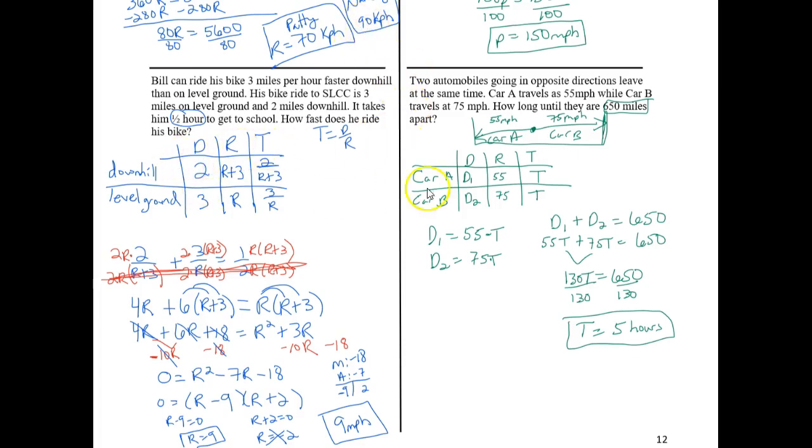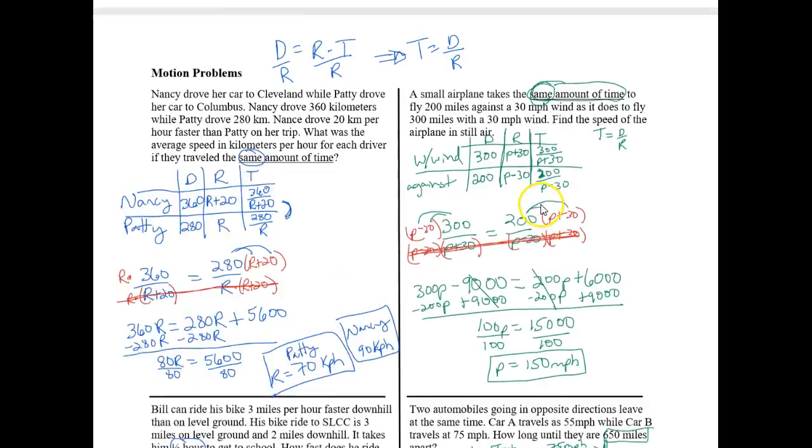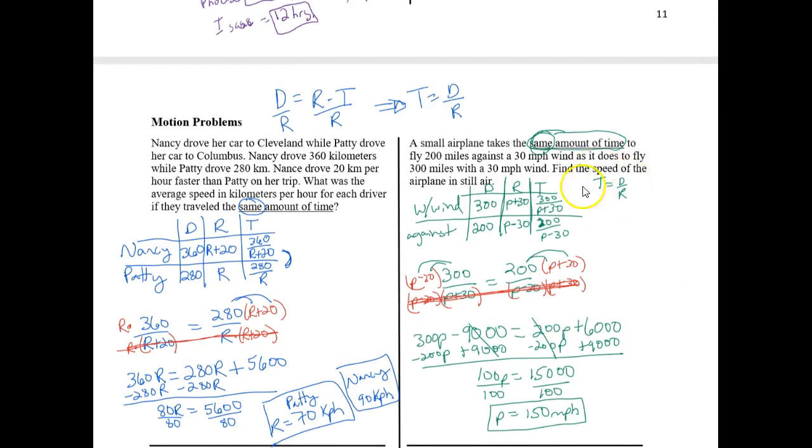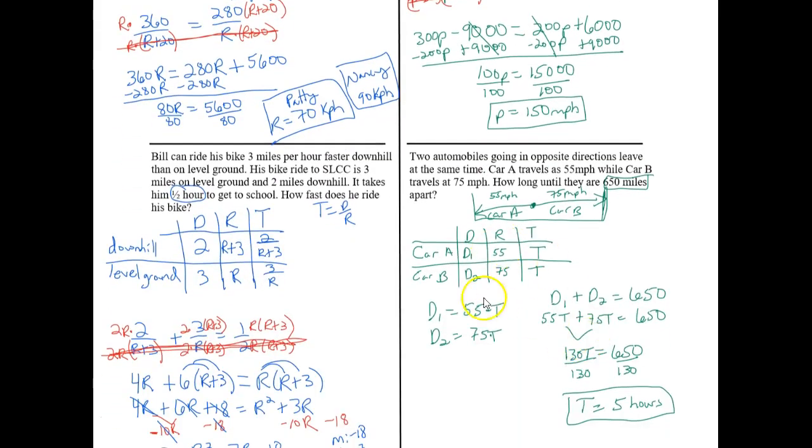So I highly, highly recommend making these charts, filling in what you know, and looking for key things. Like this problem was all in reference to time, their total time, or the same amount of time. That means I'm going to use time equals distance divided by rate. But be careful not to get caught in the trap of thinking it's always going to be the same way every single time.